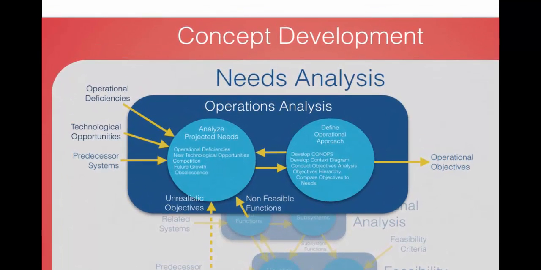When we perform operations analysis, we will conduct two primary activities. We will first analyze the projected needs and then define the operational approach. The outcome we are after is a set of operational objectives that we will then translate into a formal and quantitative set of operational requirements further along in the systems engineering process. If we are replacing or improving a pre-existing system, it will come with its own set of constraints and must be taken into account from the very beginning.